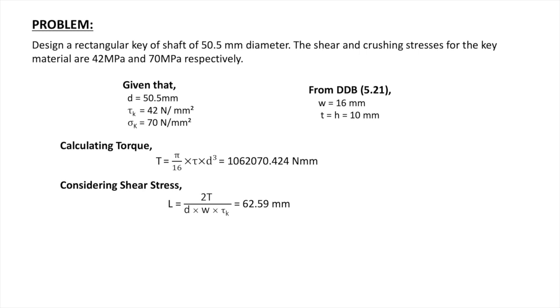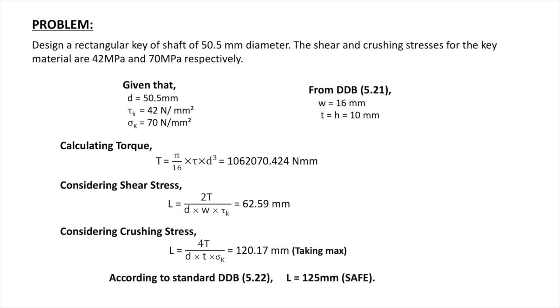Now using the crushing stress, again we need to find the length, because our key should never fail, and we should always choose the maximum length between the two. So when using the crushing stress, I found the length to be 120.17 mm. Now considering the maximum value, and again going back to the design data book to get the standard length values, from page number 5.22, the length is equal to 125 mm, and this is totally safe. Your system is safe, your key is safe, and this is how you design a key.